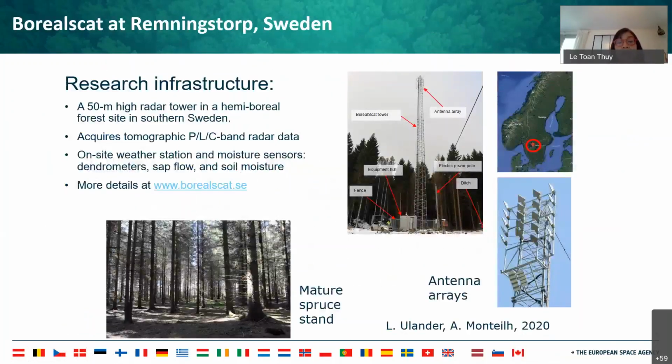Okay, the same thing in Remningstorp in Sweden, given by Lars Ulander. And here you have the same setup in the boreal forest. They look at P-band and C-band data, like us now in French Guiana.